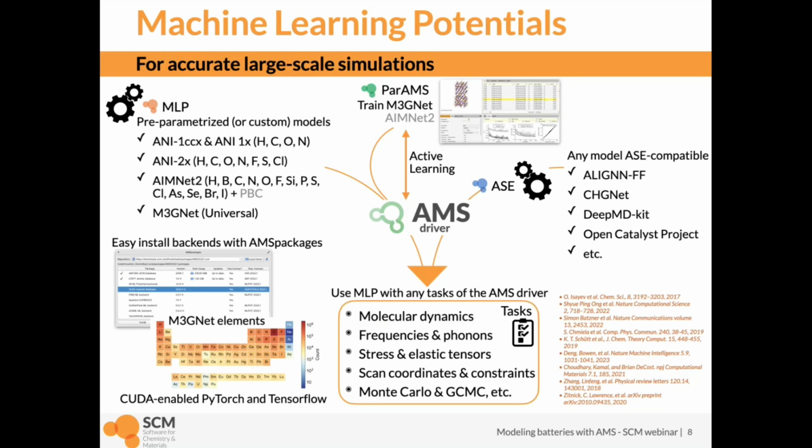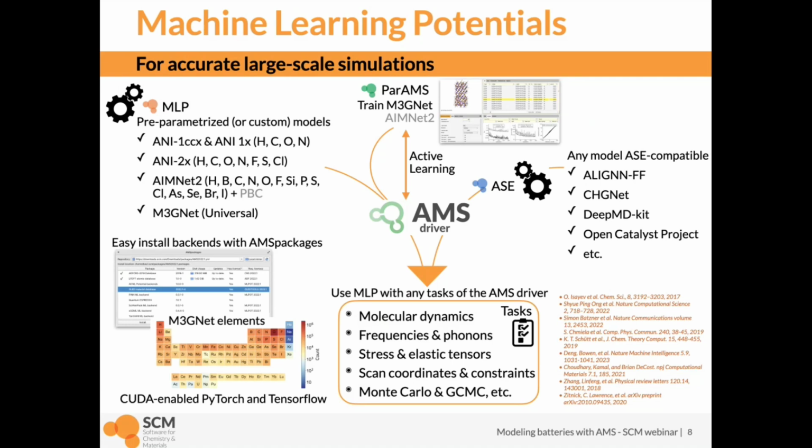I think next week, Professor Isaev or someone from his team is going to discuss this type of model. So those are the pre-parameterized models. You can easily install them with our package manager, and then you can use them. You can accelerate them as well if you have a GPU. So that's one way of using machine learning potentials.